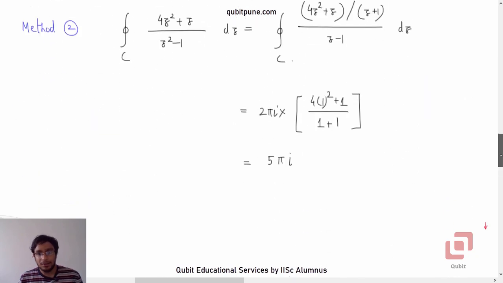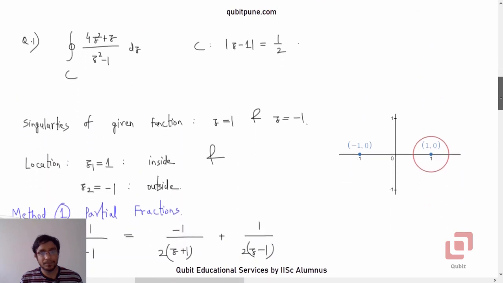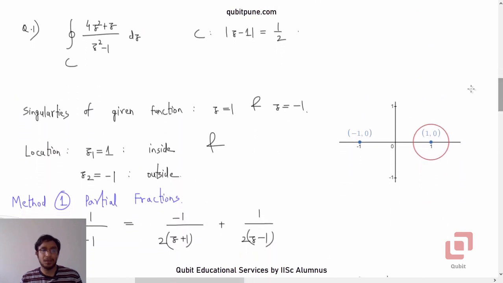I think I have 2 questions. Question 1 on Cauchy's integral formula. Here our job is to integrate 4z squared plus z upon z squared minus 1 with respect to z along a closed curve C. This closed curve is a circle centered at the point 1 plus 0i, and the radius of the circle is 1 upon 2.